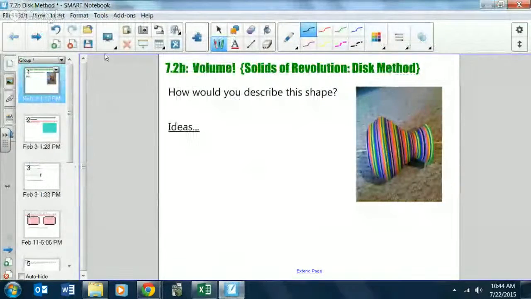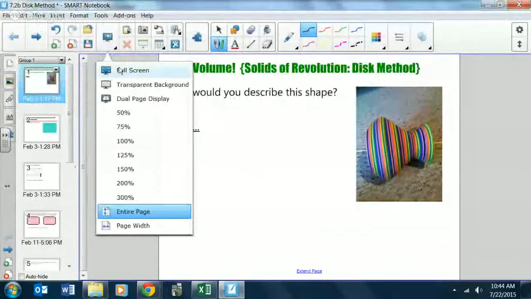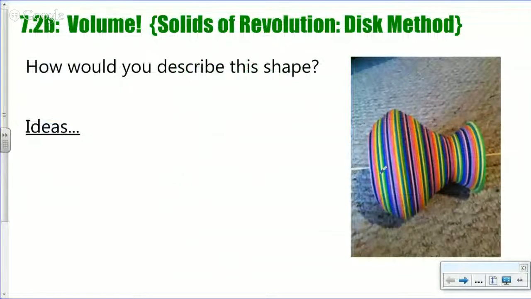All right, everyone. Well, welcome back. We are going to continue our journey with volume today. This is section 7.2b, solids of revolution using the disk method.